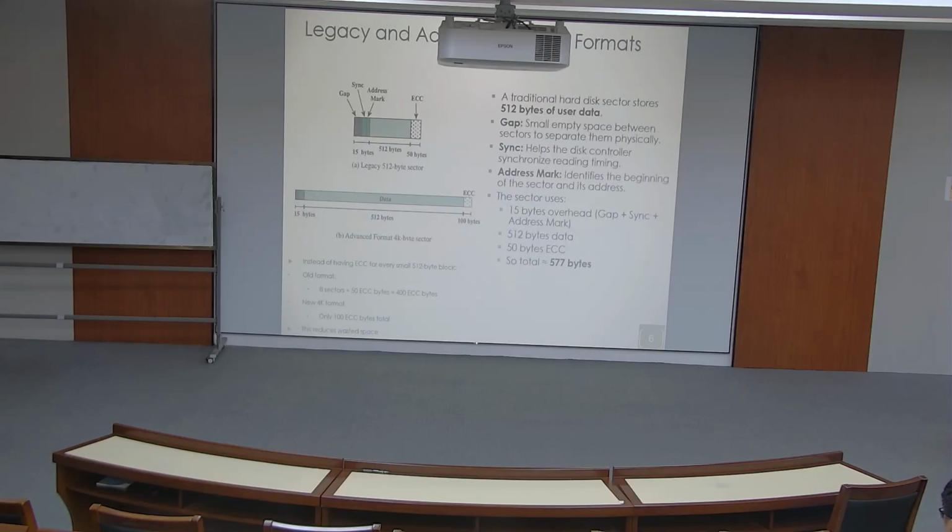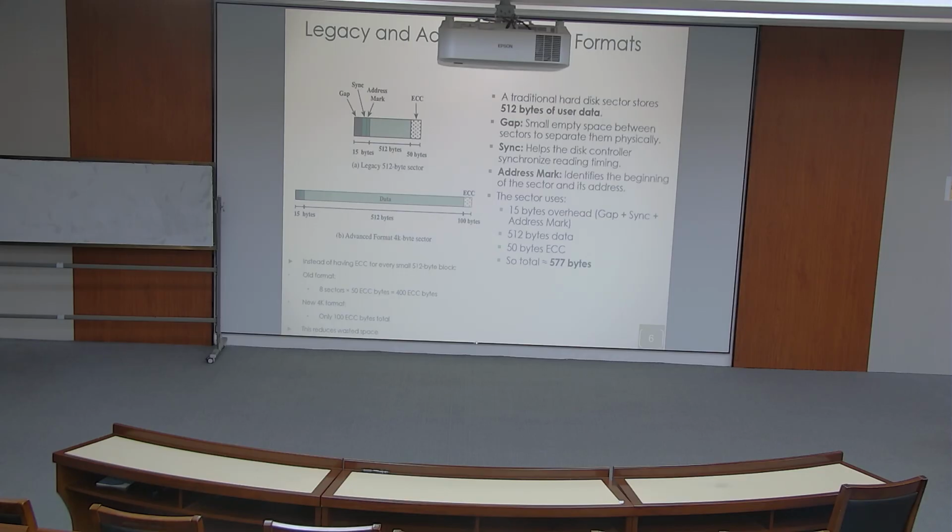Then we have the legacy and advanced sector formats. For the older format, we have 512 bytes. This 512 bytes is for user data. Then we have 15 bytes as overhead for the gap, the sync, and the address mark field. For each sector, we have an ECC field that is 50 bytes. That means we have 577 bytes for the legacy 512-byte sector.